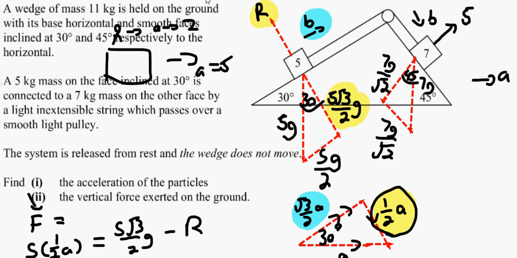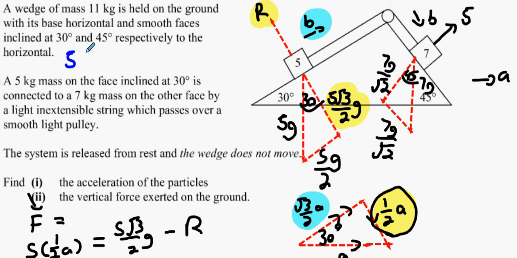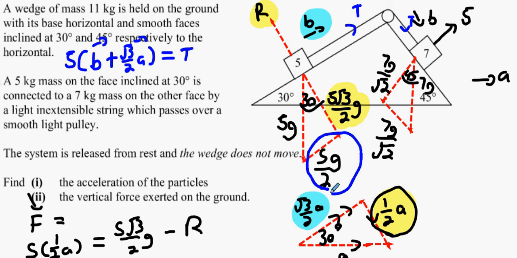Okay? Now, next thing we're going to do is parallel to the plane. So if we look at parallel to the plane, I'll try and do it up here, right? It's 5 kilograms multiplied by B. And in this case, you're adding them together, aren't you? So that's root 3 over 2 A, because it's going in the same direction. Okay? And what drives up the hill? T drives up the hill. And what opposes its motion up the hill? Which is 5 over 2 G for this particle.